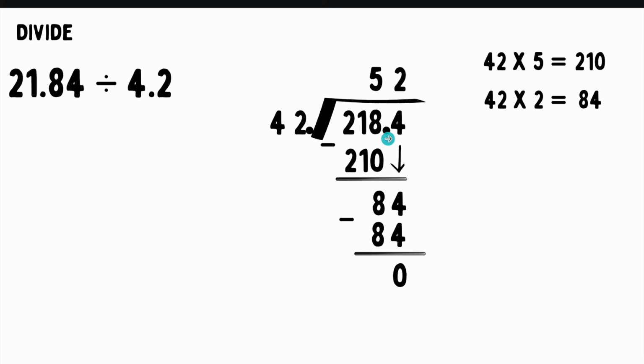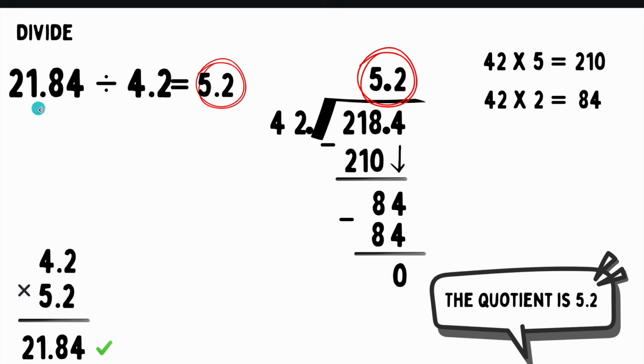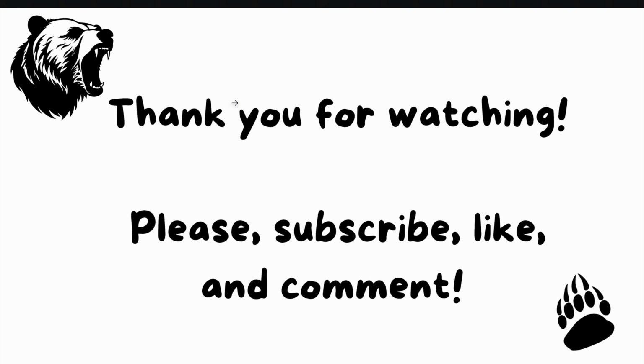Now we have to place the decimal point right above the dividend into the quotient. The quotient is 5.2. 21.84 divided by 4.2 is 5.2. Let's check. 4.2 times 5.2 should be 21.84. That is correct. The quotient is 5.2.